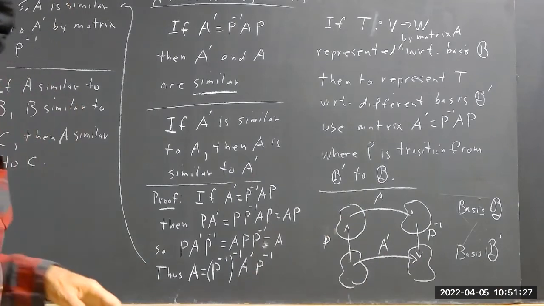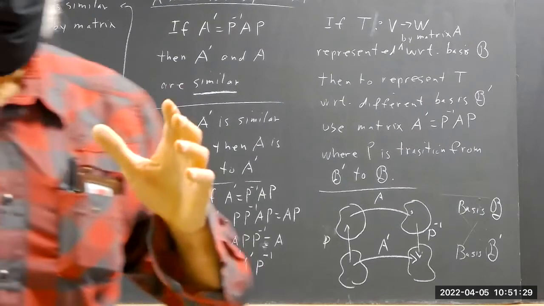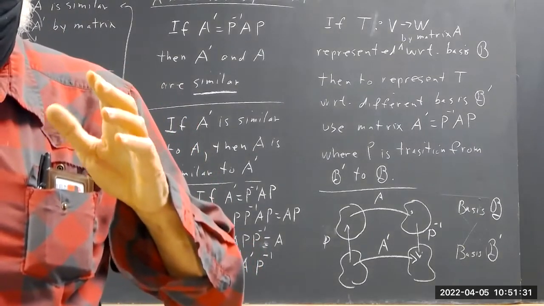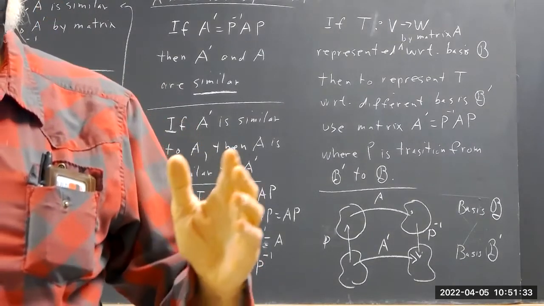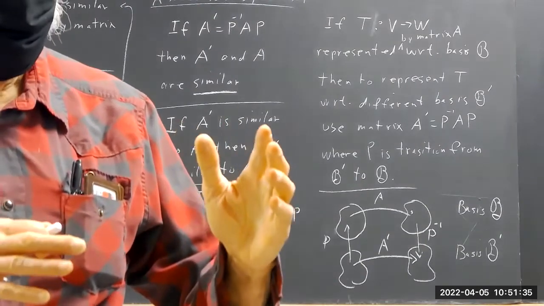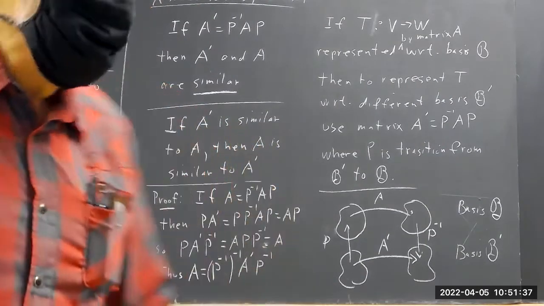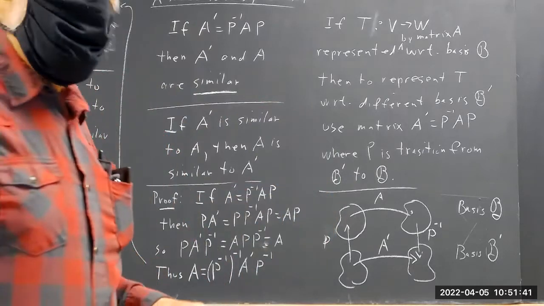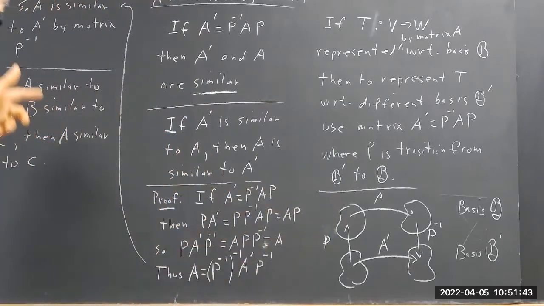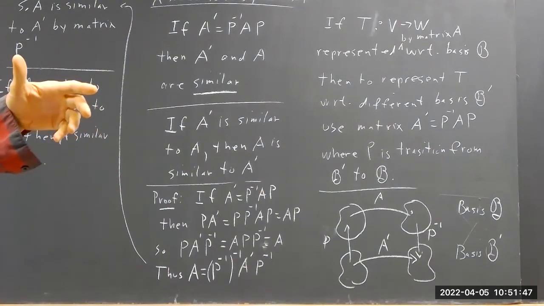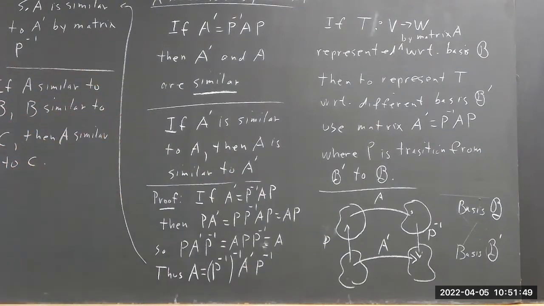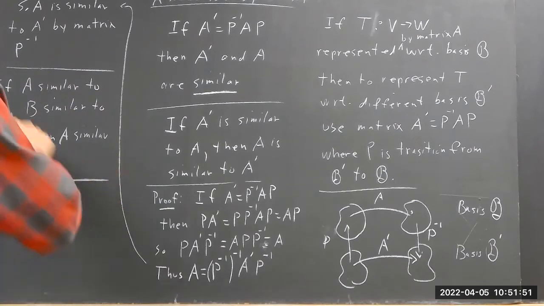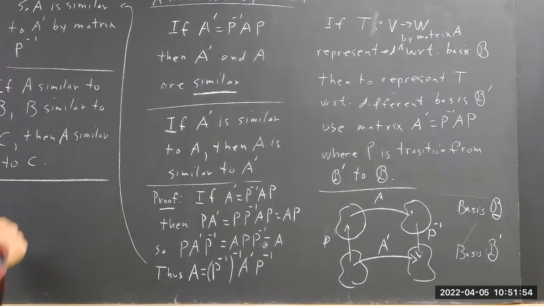So basically, you have this reflexive property of similarity: if one matrix is similar to another, the other is similar to it. Now, the way I stated it, that's kind of implicit, but you really want to make it formal. Then you have this transitive property: A similar to B, B similar to C, then A similar to C. And there's another property that you can use very quickly.